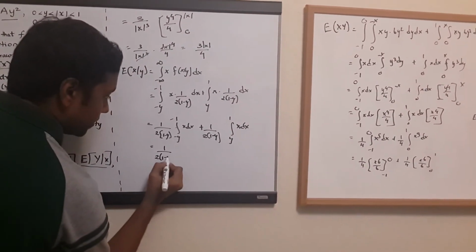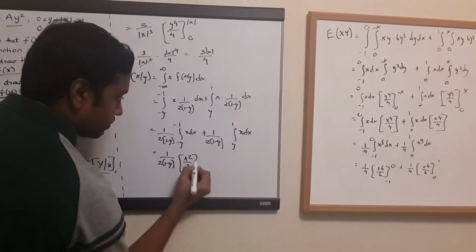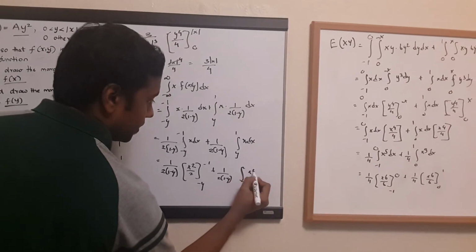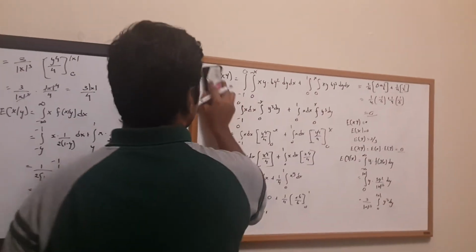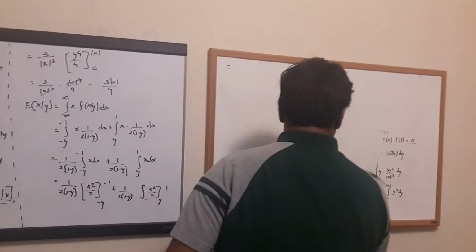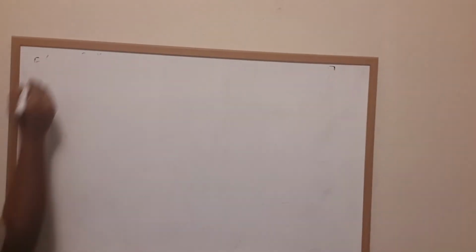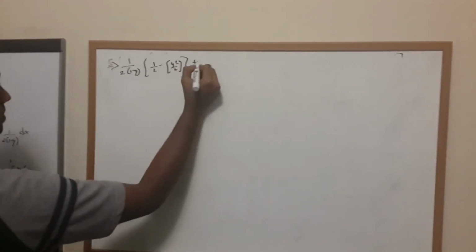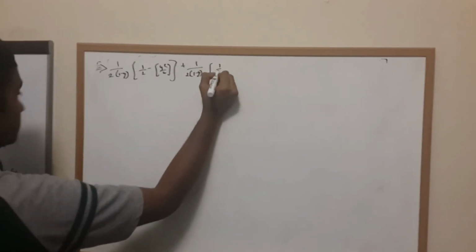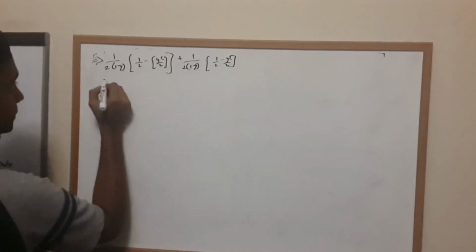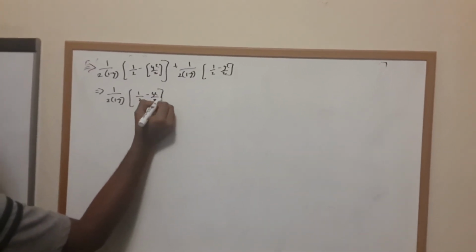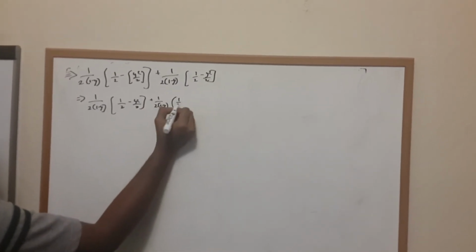So this is 1 by 2 into 1 minus y, x squared by 2 from minus y to minus 1, plus 1 by 2 into 1 minus y, this is x squared by 2 from y to 1. So this gives 1 by 2 into 1 minus y, 1 by 2 minus y squared by 2, plus 1 by 2 into 1 minus y, 1 by 2 minus y squared by 2. So this goes to 1 by 2 into 1 minus y, 1 by 2 minus y squared by 2, plus 1 by 2 into 1 minus y, 1 by 2 minus y squared by 2.